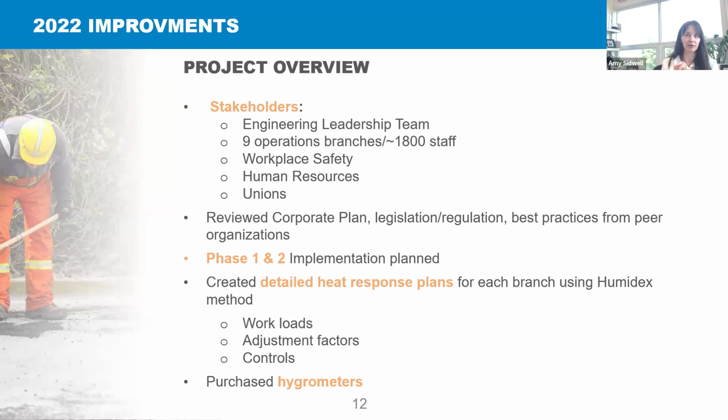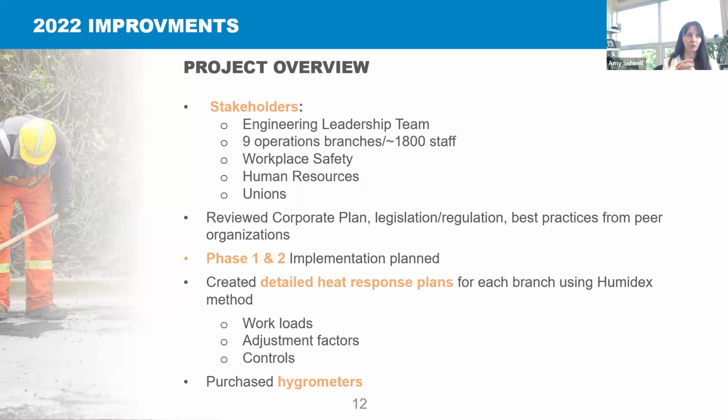So we did a review of the legislation, our corporate plans, talked to peer municipalities to make sure we knew what they were doing, and also private organizations as well. And we developed a phase 1 and a phase 2 implementation. So the phase 1 was going to be, we had to order hygrometers for the measuring tools. So phase 1 was going to be implemented while we were waiting for our hygrometers to be delivered. And so that was a centralized approach that I'll talk a bit more about.